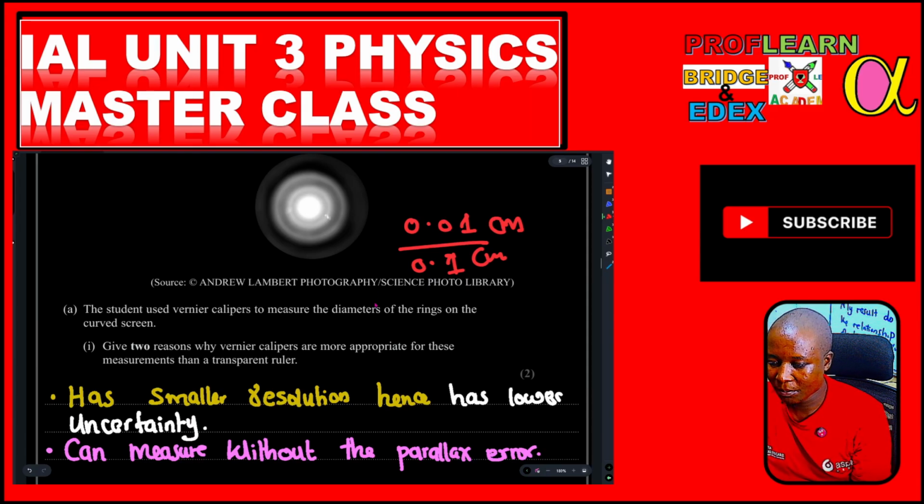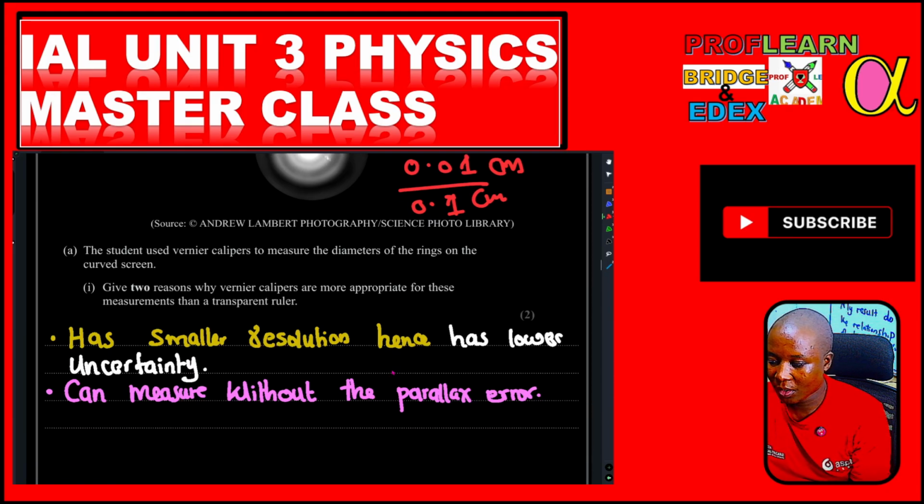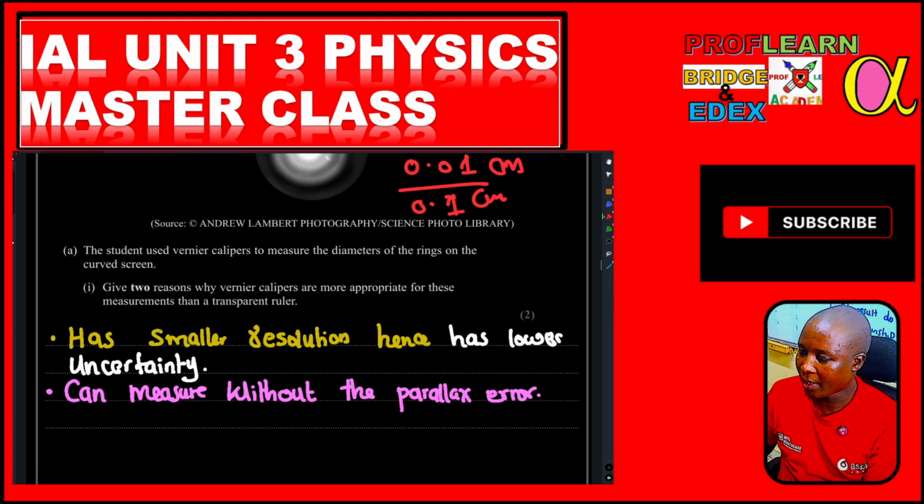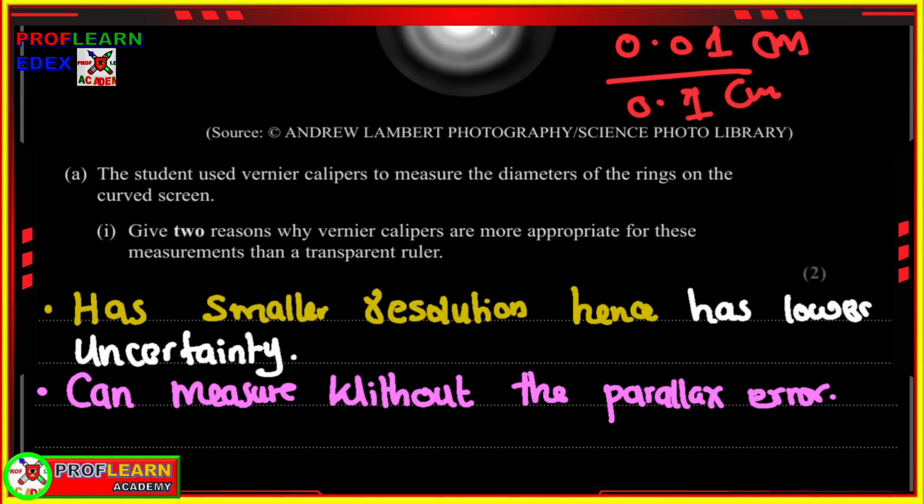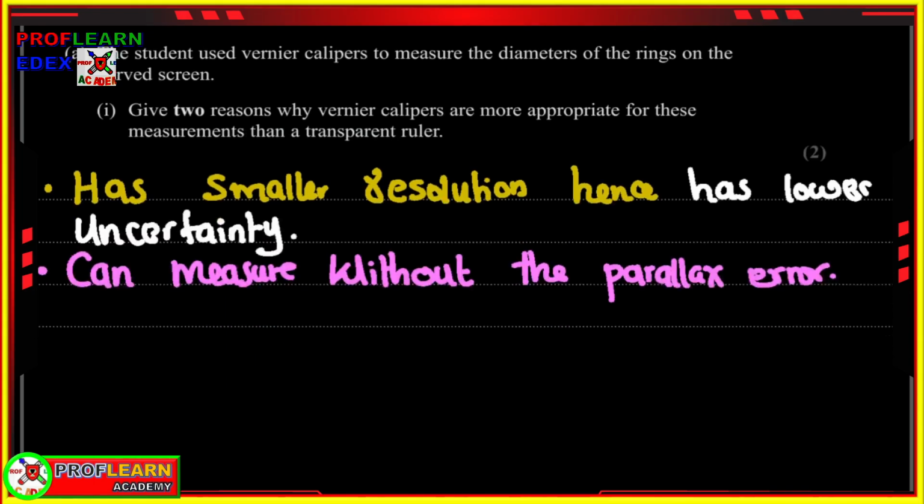So basically a small resolution, hence low uncertainty, and it can also measure without parallax error. Whenever you are taking a measurement using a meter rule, chances are that you are likely to make a mistake. You are likely to read wrongly by positioning your eyes wrongly. So that is why we are saying here that this could result in parallax error.